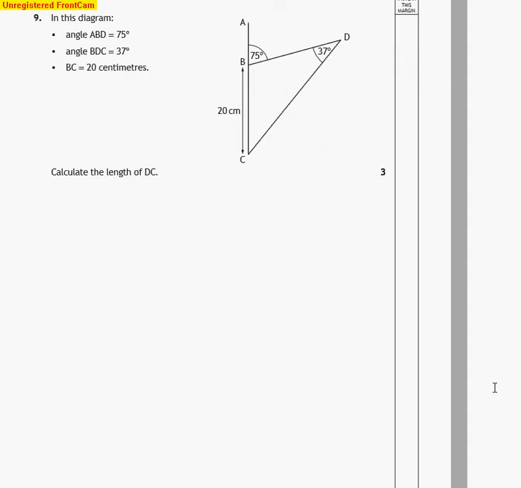Let's keep going. Right, in this diagram. So this information is shown on the diagram. There's 75, there's 37, and there's 20. So just score all that out. Calculate the length of DC. Well, I'm just going to put an X in. So we just need to worry about this diagram. I'll draw a proper X in. This one that's not completely rubbish.